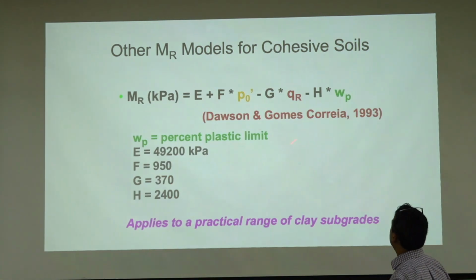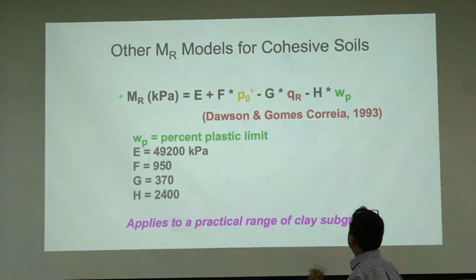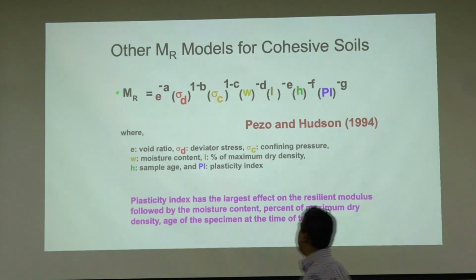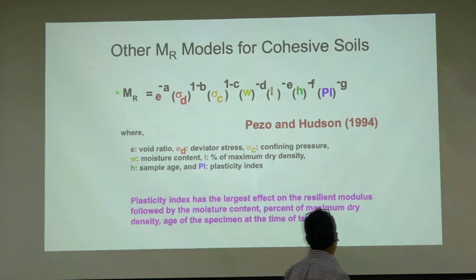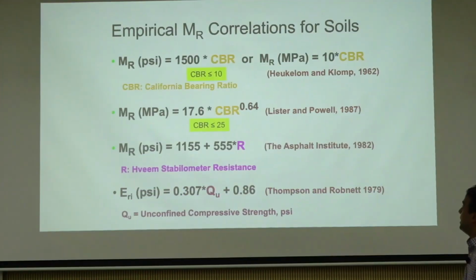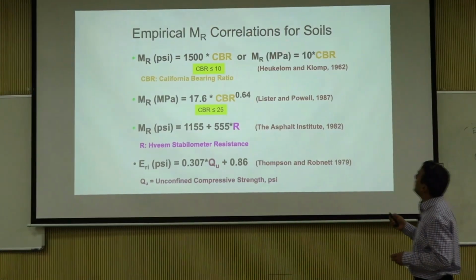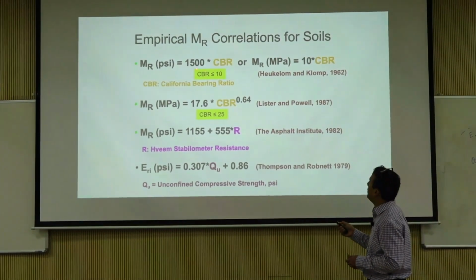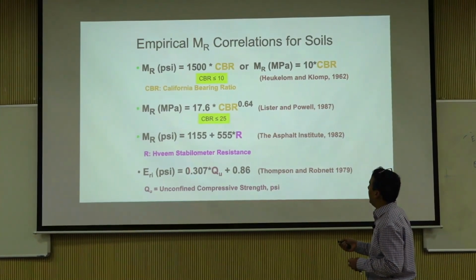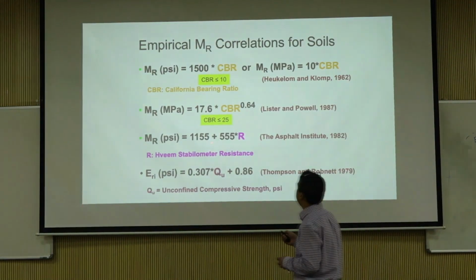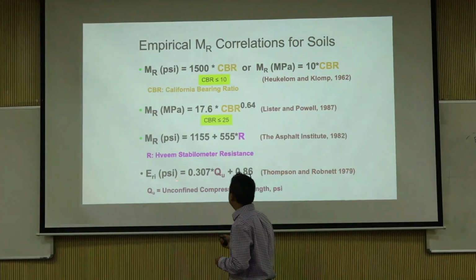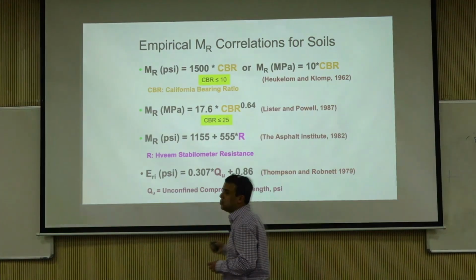This is the Dawson Gomez Correa model. Again, when I give you the slides, you will have it for reference, but I have never used this in practice myself. Empirical correlations, you have seen this: 1500 CBR, 17.6 CBR^0.64, and the ones with R and QU and everything.